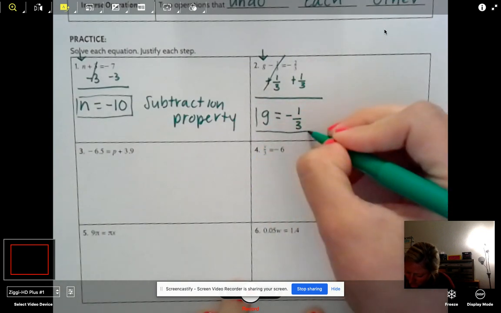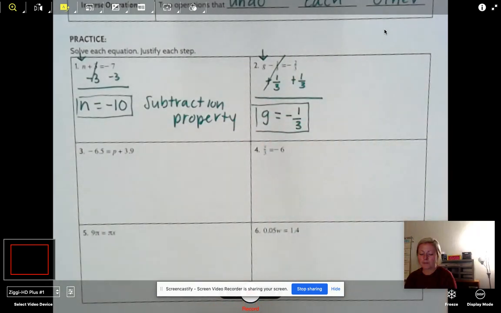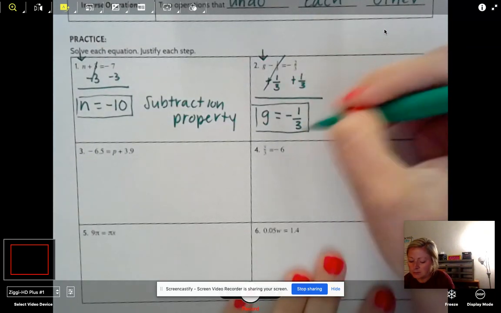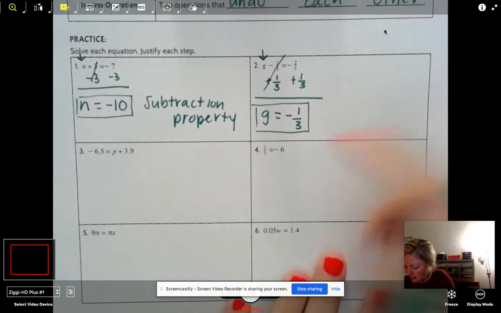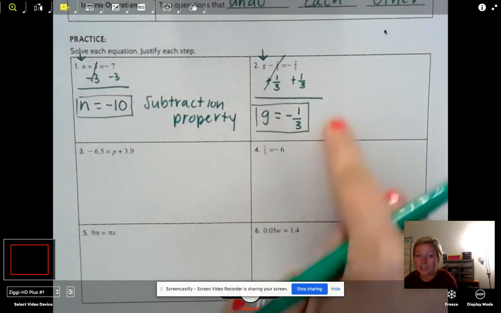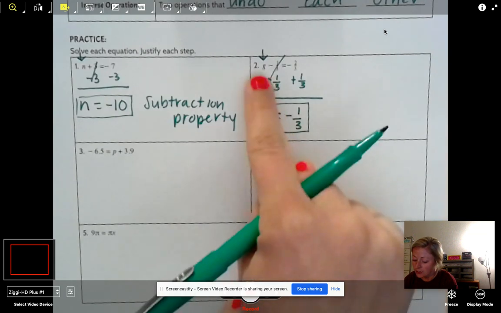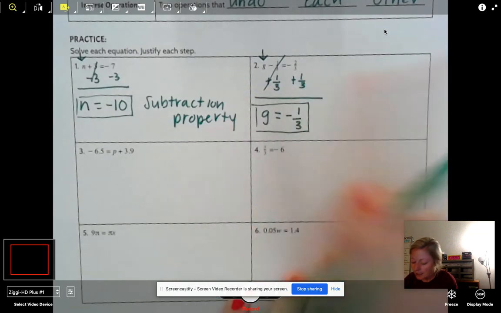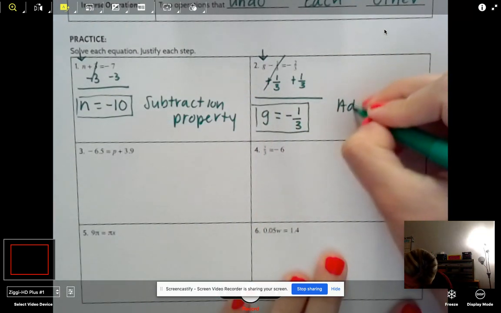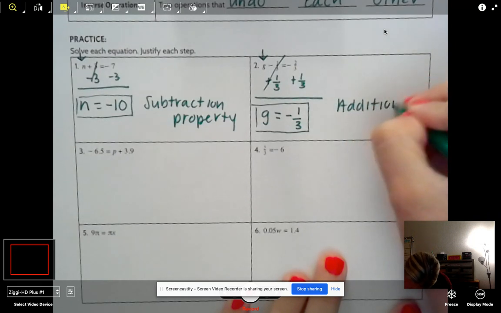I know fractions are kind of goofy to work with, but it's good to be able to go back and forth between whole numbers, fractions, and decimals. So this is just kind of good mental work. And then if I want to justify what operation did we use to get g by itself, look, we added, so that is the addition property.